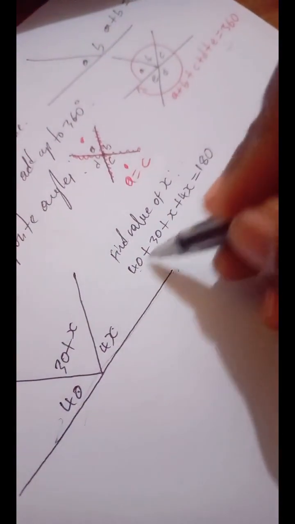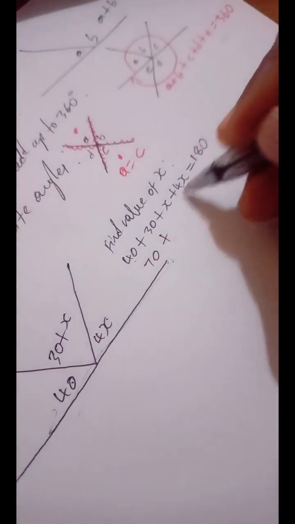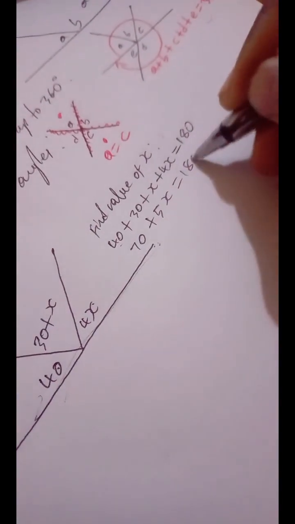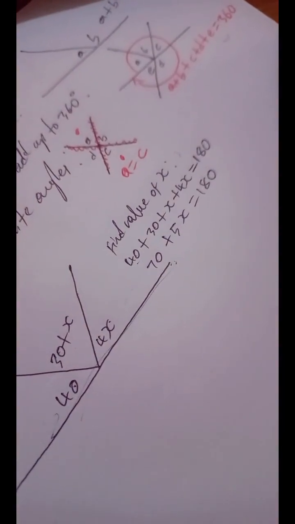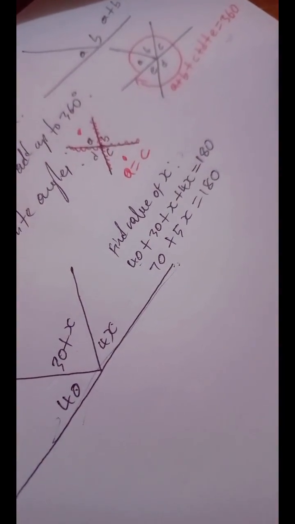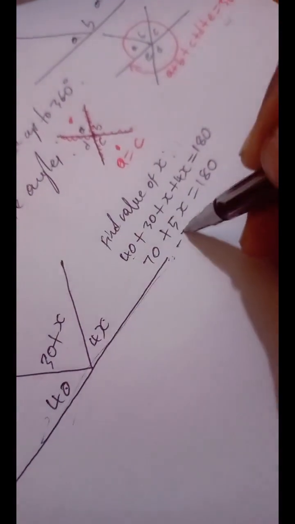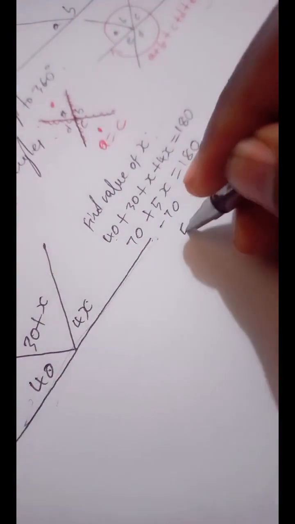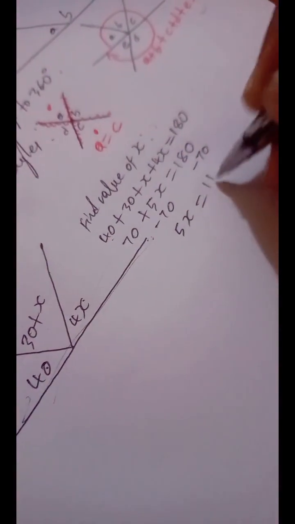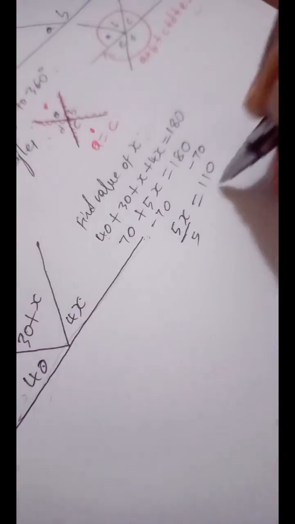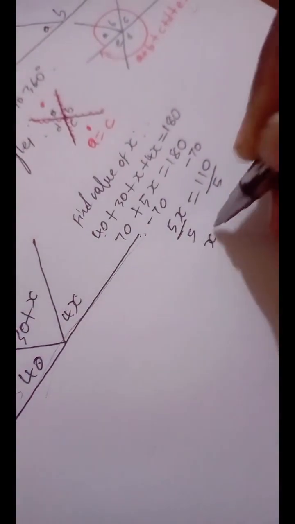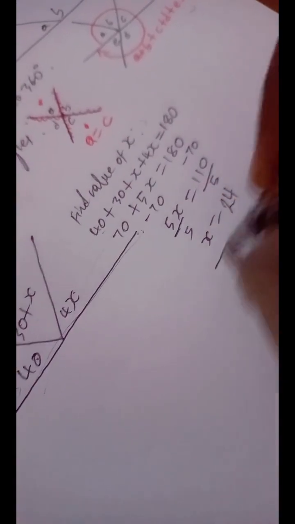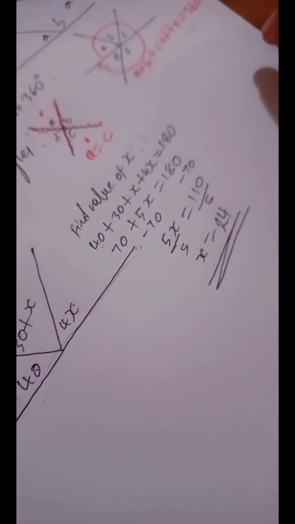Which is 70 plus 5x, giving us 180. Subtract 70 from both sides, right? Left with 5x is equal to 110. Divided by 5, divided by 5. X is equal to 24. That is our answer.